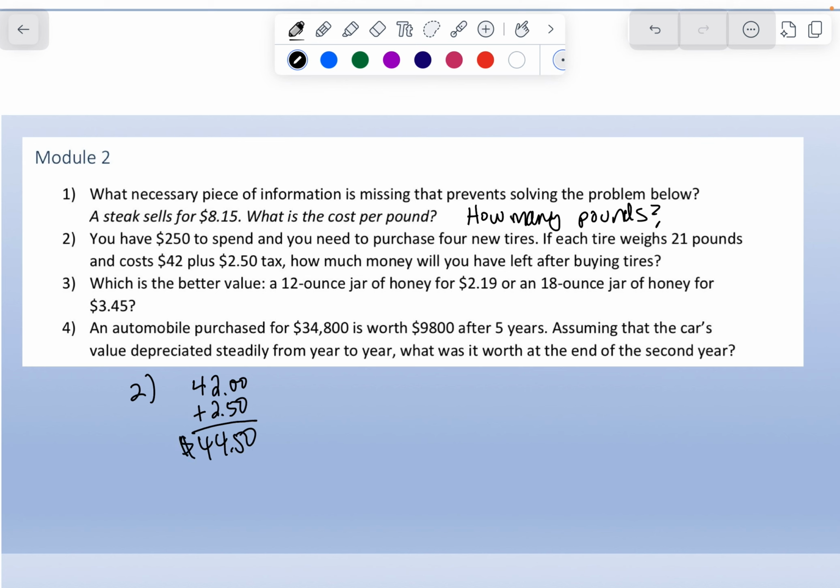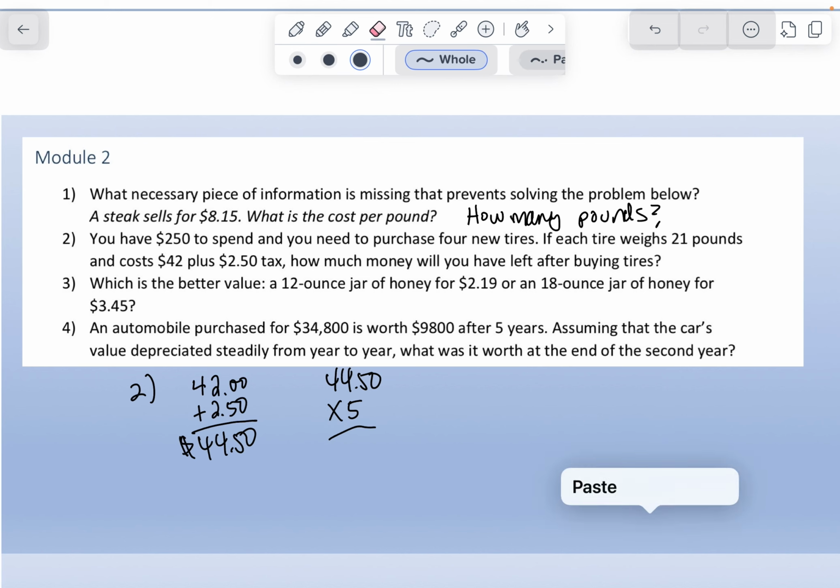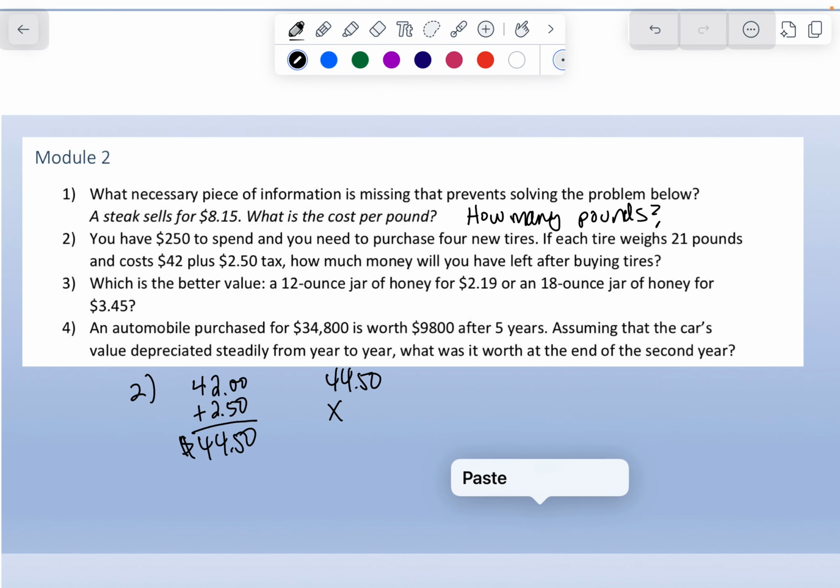We have to buy 4. So $44.50 times 5. Or I'm sorry, we're only getting 4 tires. Trucks have 4 tires last I checked. Times 4. 44.50 times 4 is $178.